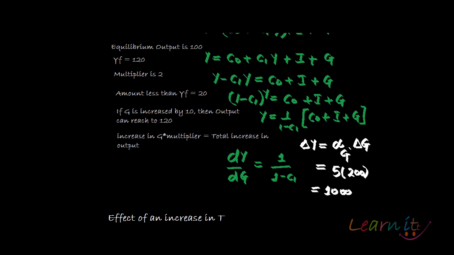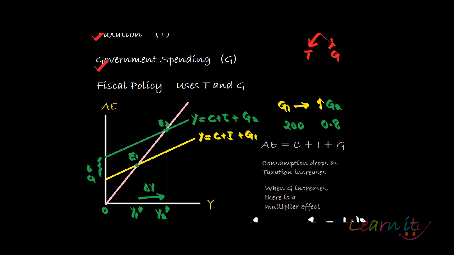Okay, so government expenditure has increased by 200, but the amount of increase in output is by 1000. So that is the reason that G has just increased by delta G here, this distance, but output has increased by a larger distance. Okay.